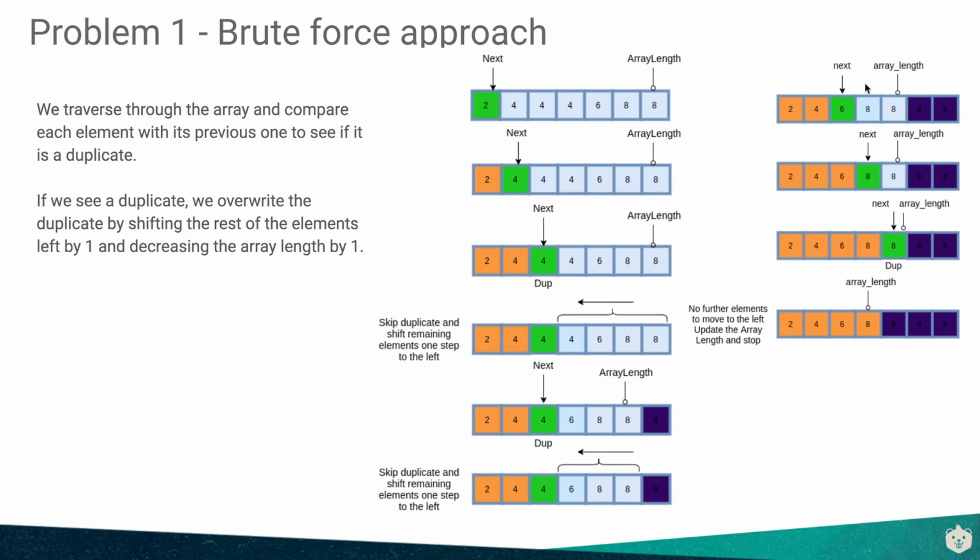6 is not a duplicate, so you continue. You come to the first 8, it's not a duplicate because the previous element is 6. And then you go to the next 8, you see that it's a duplicate. There are no more elements left which can be shifted to the left, right? So you reduce the array length, which now points to this. So the overall length is now 4, right? So this is what you'll return. This is how you would do it if you didn't know of any particular patterns, right? This is the brute force method.